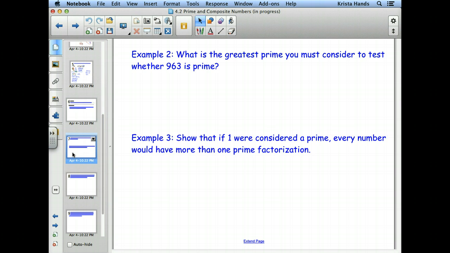It says, what is the greatest prime that you must consider to test whether 963 is a prime? So what did I say that we needed to do? Find the square root. So, grab your calculator out. I'm not expecting you to do square roots in your head. Roughly, I mean, it usually isn't exact. Usually it's got some decimals and so forth. What is the square root of 963? What does your calculator give you for the square root of 963?